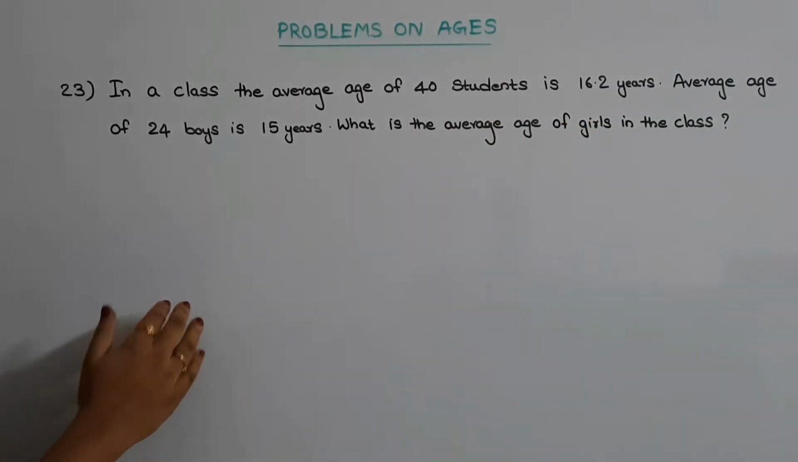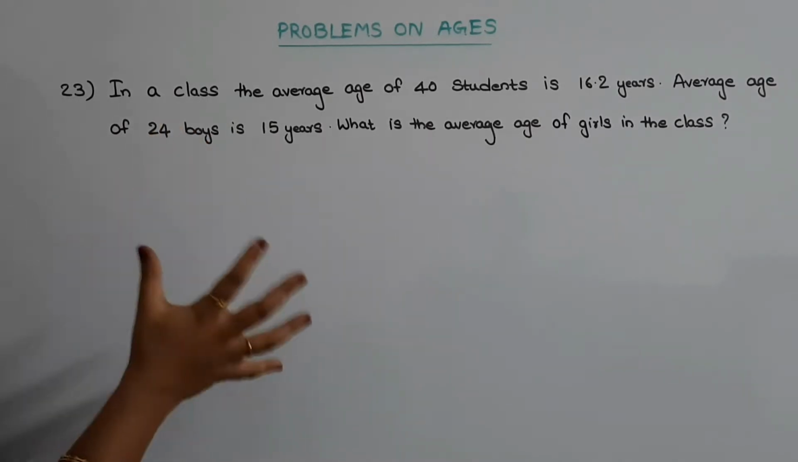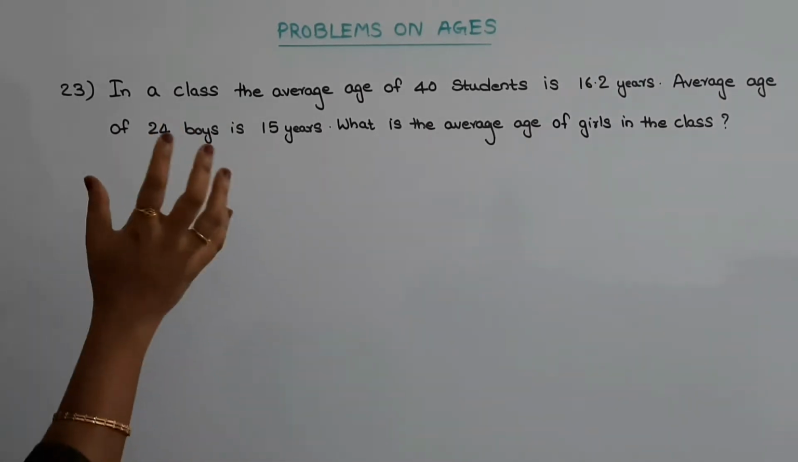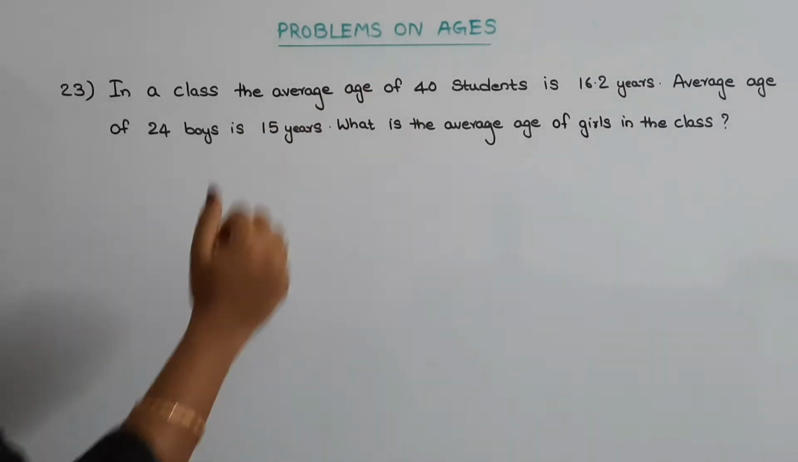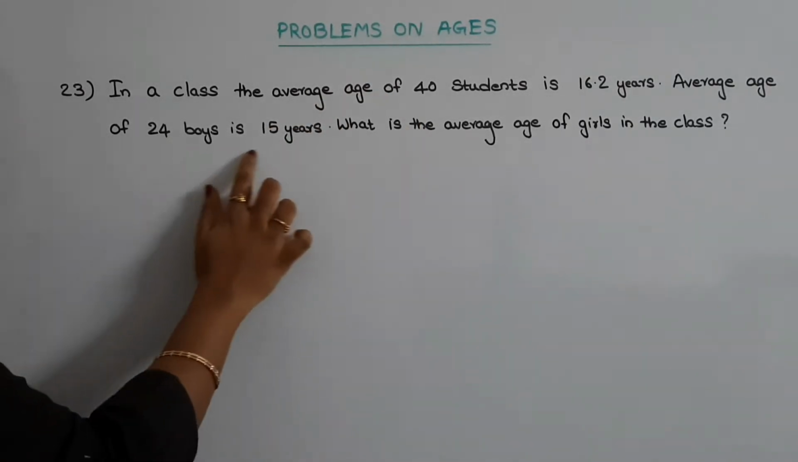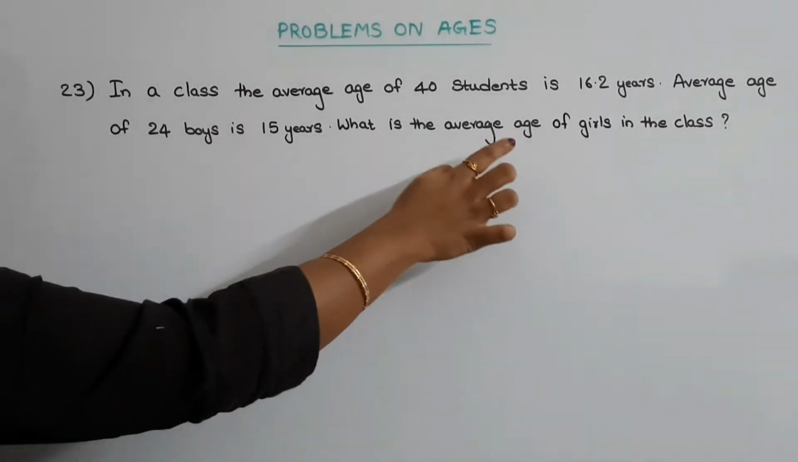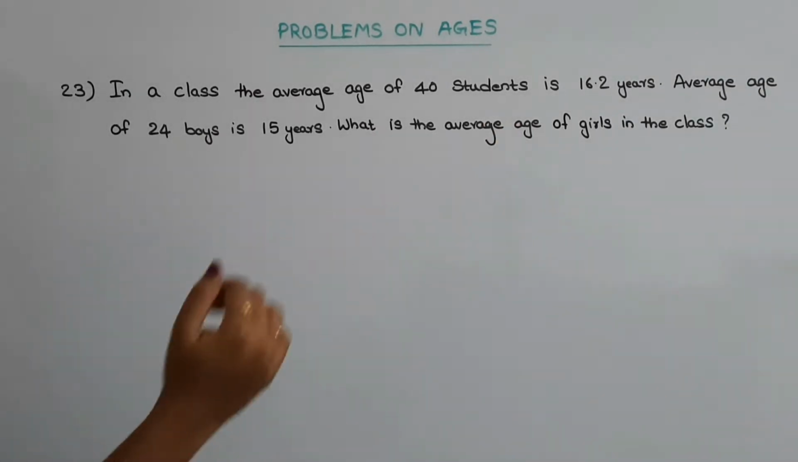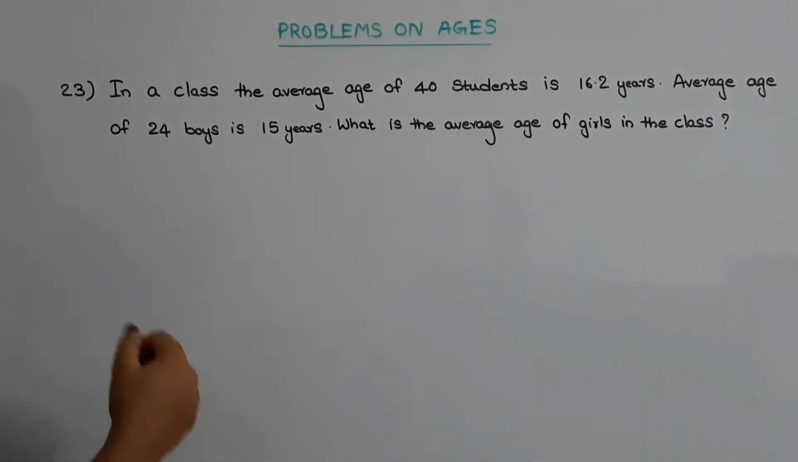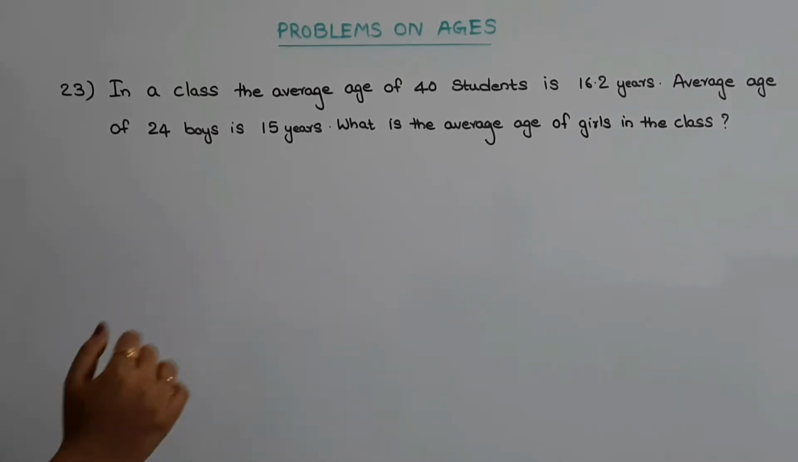So in this question, they are telling that there are total 40 students in a class and the average age of 40 students is given. Okay, they have also given the average age of the total number of boys in the class. We need to find out the average age of the total girls in the class. Okay, so let us see how to solve this by shortcut method.